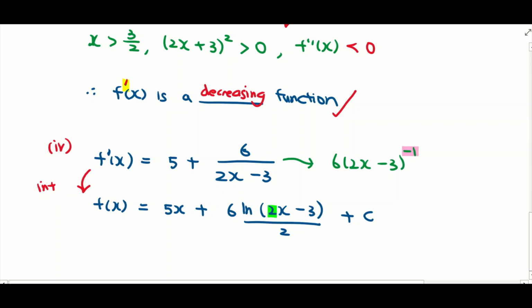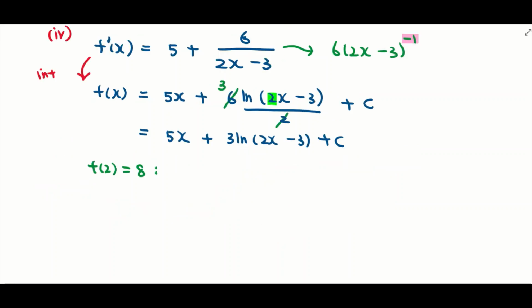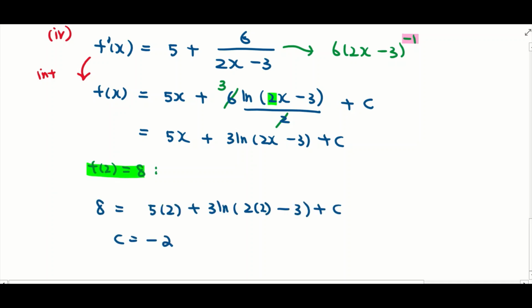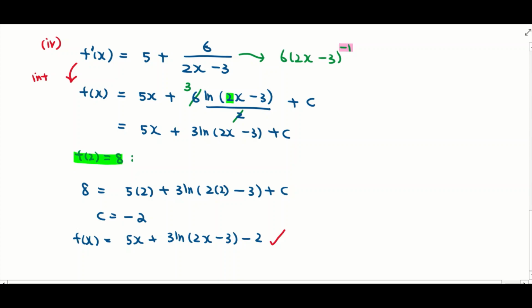I can simplify by dividing common factor. What I left is 3 ln (2x minus 3). By using the information they give us, f(2) equals to 8, I should find my value of C. My C equals to negative 2, so I'm going to substitute it back into the equation to find my total expression. So eventually my answer would be 5x plus 3 ln (2x minus 3) minus 2. So these are my whole workings for part 4.